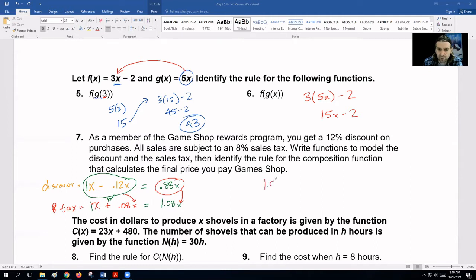So what is 1.08 times 0.88x? All right, so all we need to do is take 1.08, grabbing a calculator, times 0.88, and our answer is 0.9504x. And there's the final price, or basically just 95% of the price of the item.